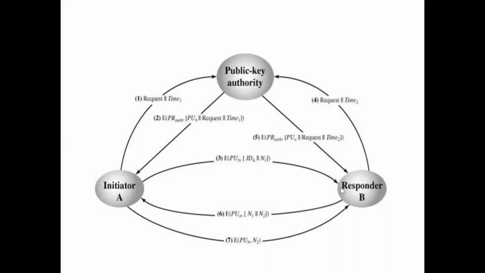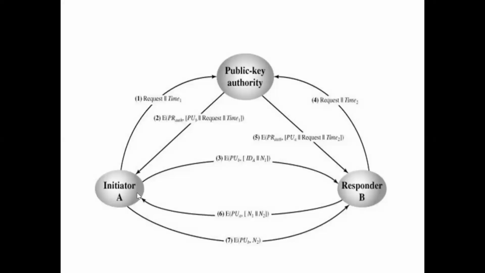Responder B. Public key authority. First, the initiator sends a request to the public key authority, along with a time stamp. This is the first step. What does he have to initiate? I want to communicate with B, the responder.